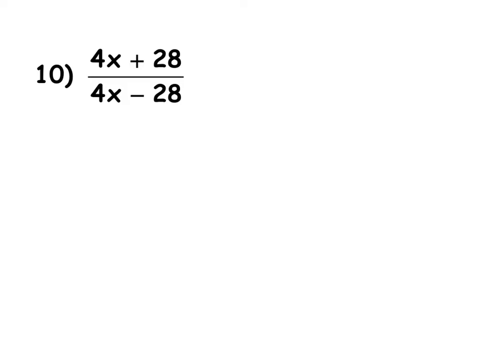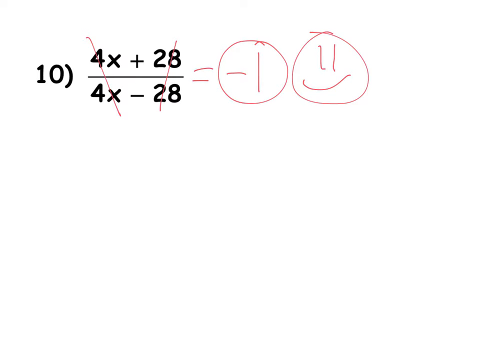4x plus 28 over 4x minus 28. Oh, that's easy. I know how to do this, right? Let's see. 4x's cancel, and then 28 over negative 28 gives me negative 1, right? Nice. Wrong, wrong, wrong, okay?